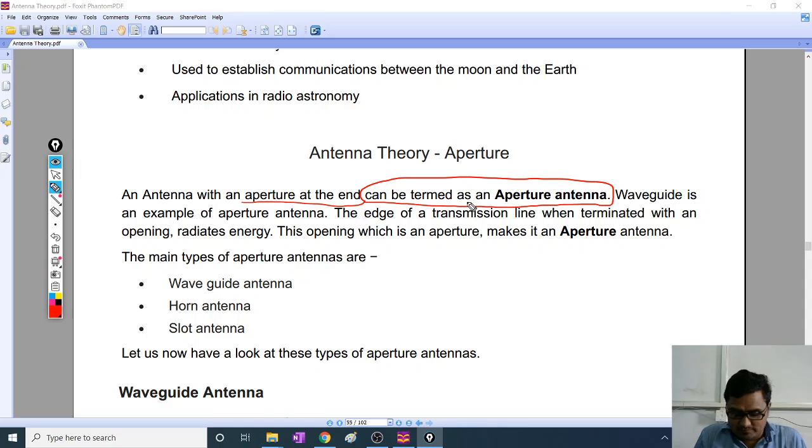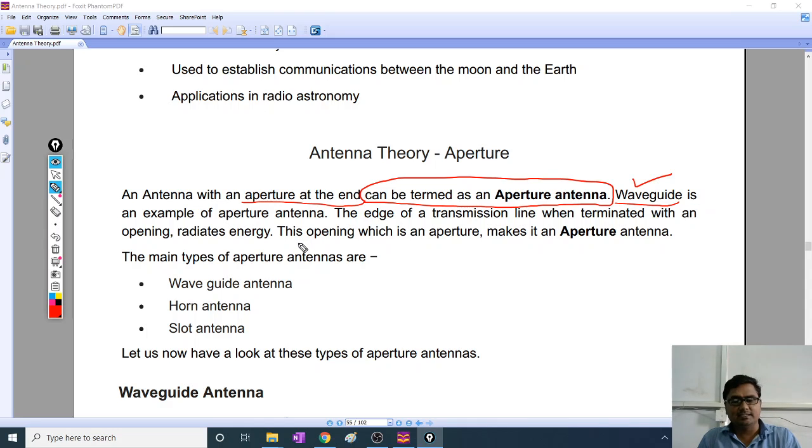A waveguide is the best example. Whenever the term waveguide comes, think of a hollow pipe. A hollow pipe is the best example of a waveguide. You will study waveguides next year, when you start microwave theory. You will understand what a waveguide is, what its applications are, and what its limitations are.